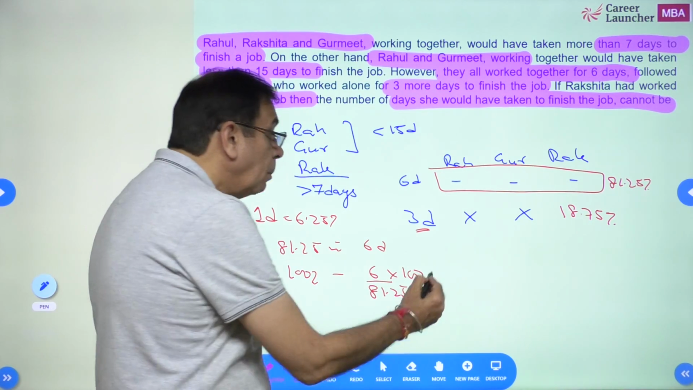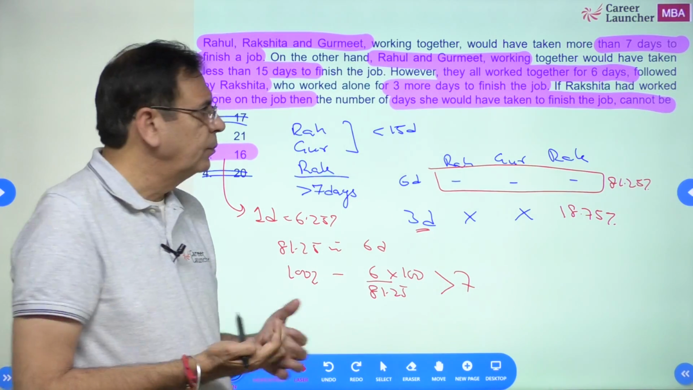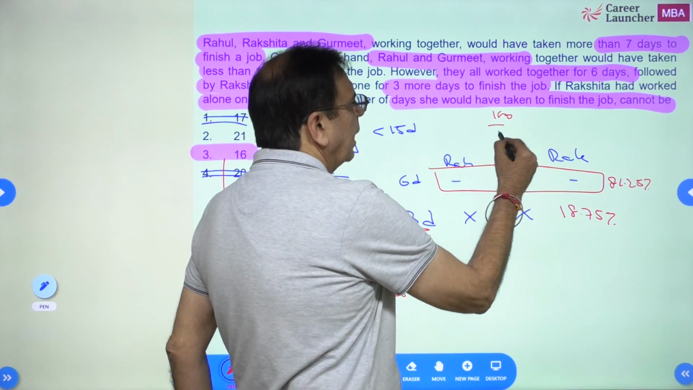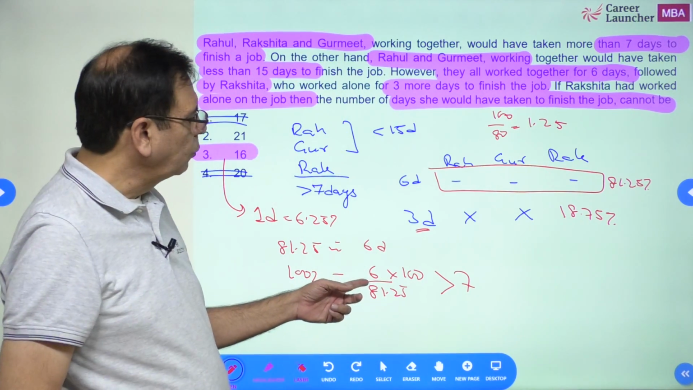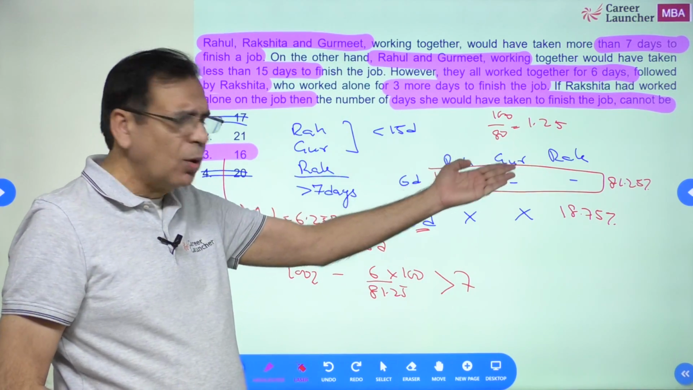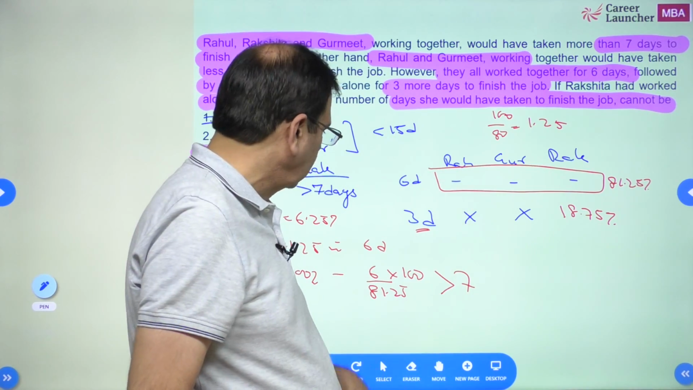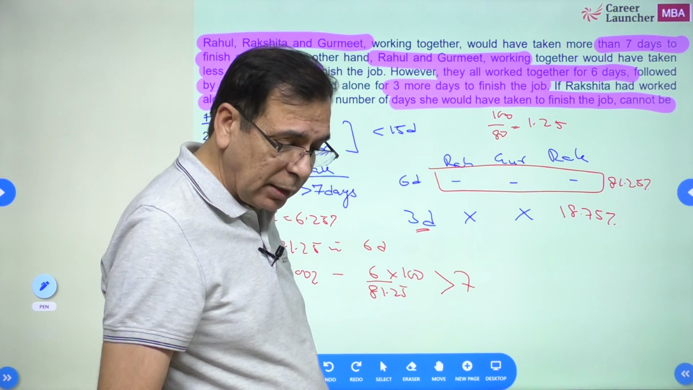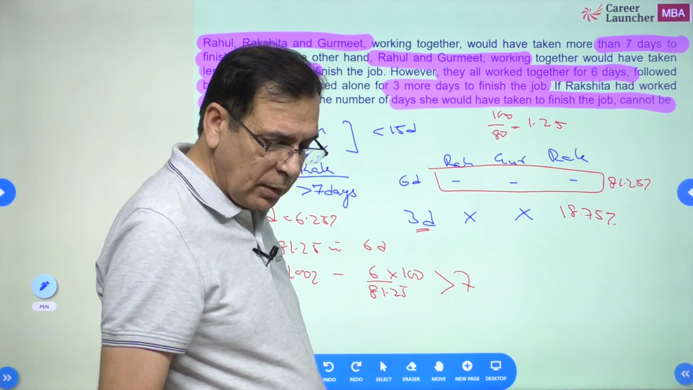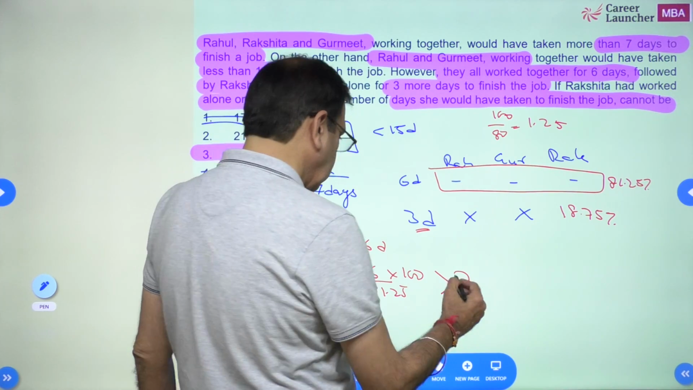This will be more than 7. Calculate करने की जरूरत नहीं है. 100 by 80 will be 1.25. 6 into 1.25, 7.5. 7.5 से थोड़ा सा कम होगा ना. बट अगर डाउट है तो कोई बात नहीं, कैलकुलेटर खोलो और यूज कर लो. सो कर लेते हैं. पेपर में मैंने नहीं किया था, मैं तुम्हारे लिए कर रहा हूं. 100 divided by 81.25 into 6 क्या आता है? 7.38.